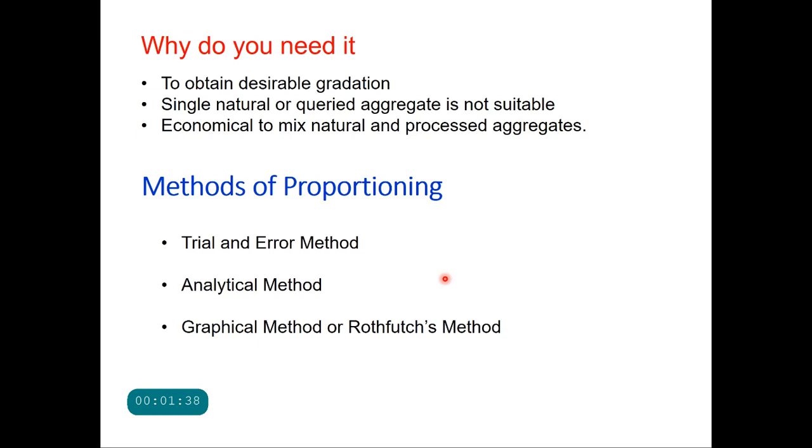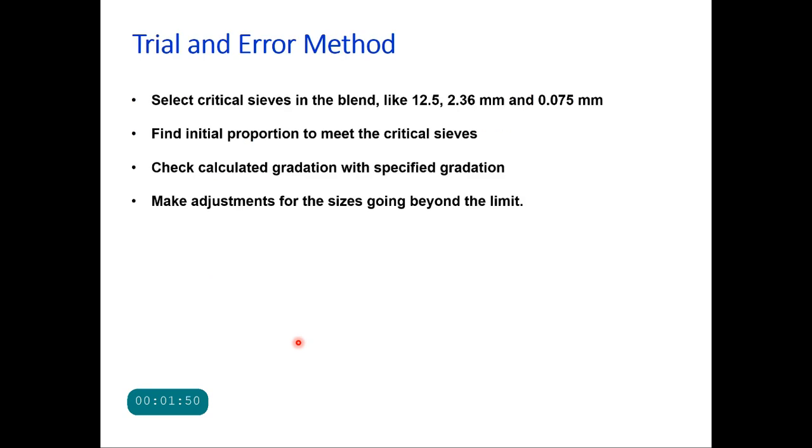There are three methods of proportioning: trial and error method, analytical method, and graphical method, which is also called Rothfuchs method. Now, trial and error method is used extensively, but it is not as accurate as the other two methods, but it is simple. What is done in this case is that we select some critical sieves in the blend. These sieves can be 12.5 mm, 2.36 mm and 0.075 mm, and we see how the desired grading can be met from these sieves.